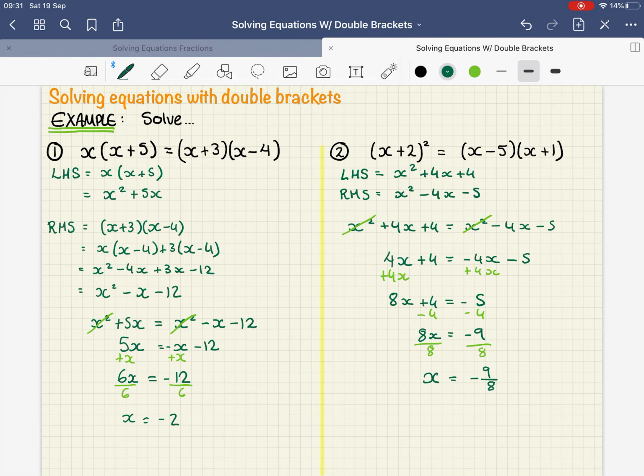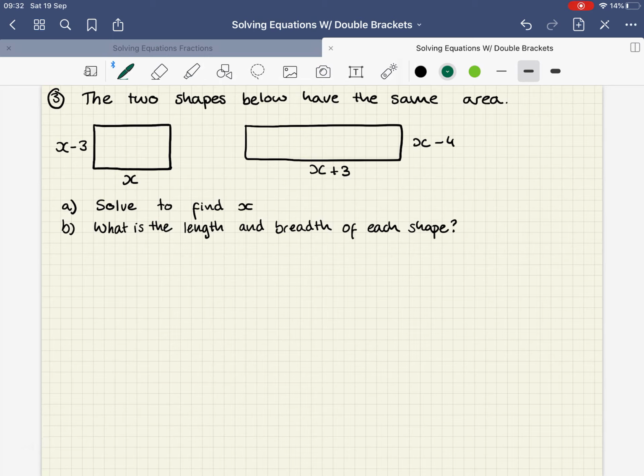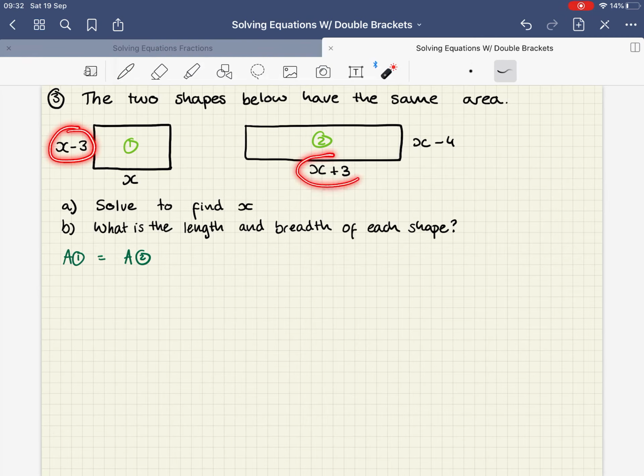Alright, so these are just some straightforward questions, but sometimes they're put into a bit of a situation. So here I've been told the two shapes below have the same area. So I've got 2 rectangles. I'm just going to label them 1 and 2. We are told they have the same area, so that means area of 1 equals the area of 2. So we now need to define how to find these areas. And before I do that, because I've got a little set of expressions, I'm going to put brackets around them just so I can keep them grouped together.